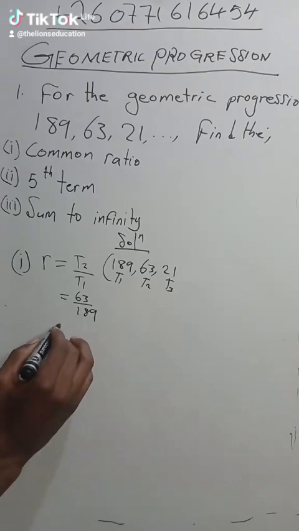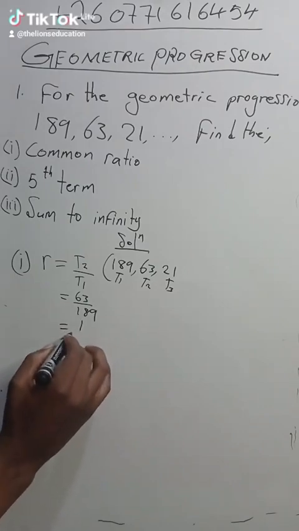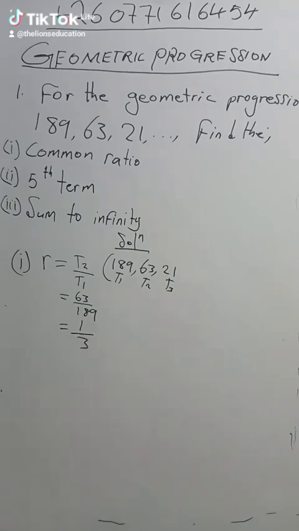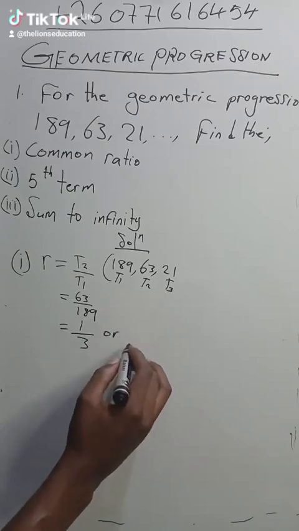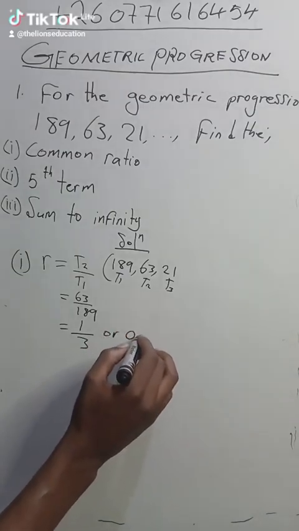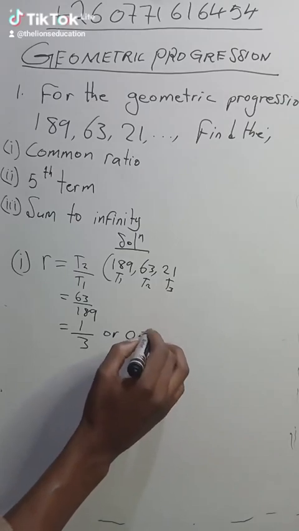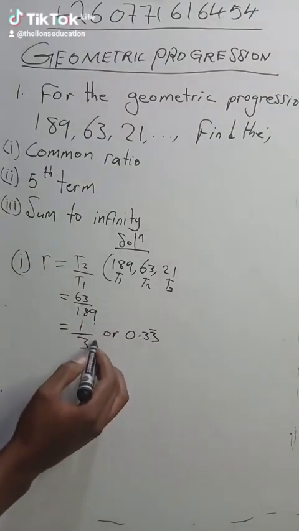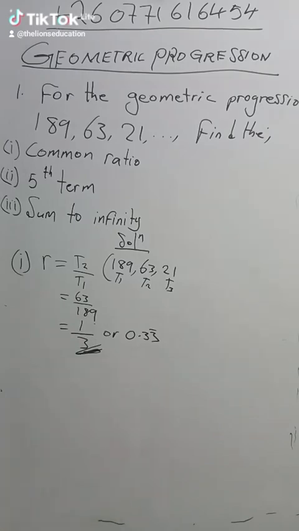You can simplify this, and it will give you 1 over 3, or 0.33 recurring. When you continue, you should use this answer here, 1 over 3, not the decimal. All right, we're done with the first question. Just use the formula and you get the common ratio.